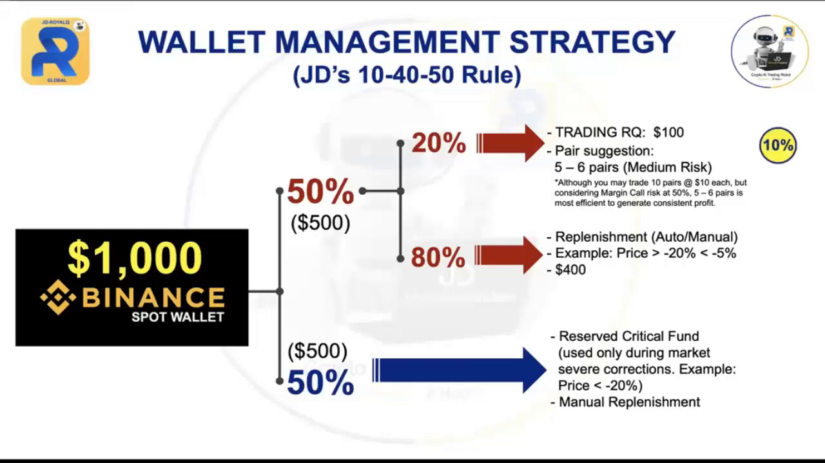10% of your $1,000 goes into the trading, which is $100, and thereafter we have the 40% that you hold for your auto replenishment. This is auto replenishment by the system. And thereafter you still have another 50% of bullet. Now, when I say trading fund, this is your bullet.